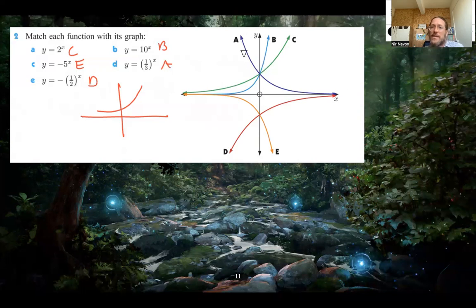And a fraction is like a reflection of y equals 2 to the power of x on the y-axis. So it flips like that when it's a fraction, and flips like that when it's negative.